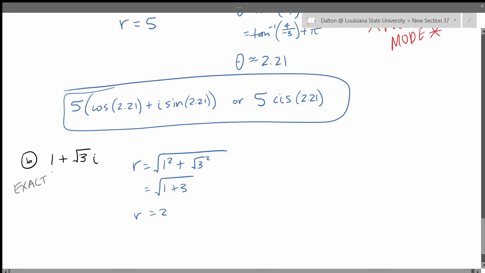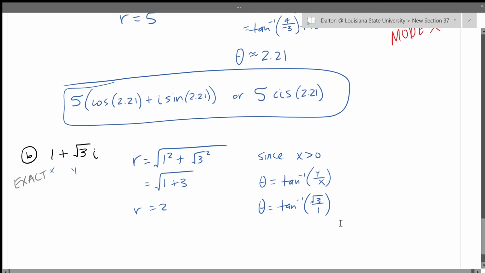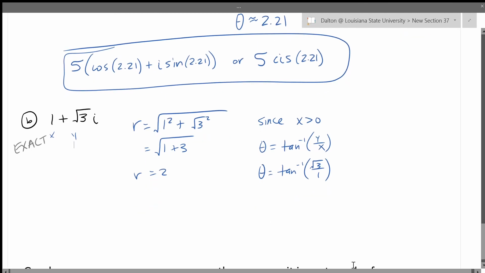This time, your x term is positive. So since x is greater than 0, then theta is going to be tangent inverse of y over x. We don't need to add pi. So then we get theta is equal to tangent inverse of y, which is square root of 3, over 1. Because I asked you for the exact value, you cannot just type this in your calculator and give me that answer, because that's going to give you a decimal. Instead, you think about what this is asking.